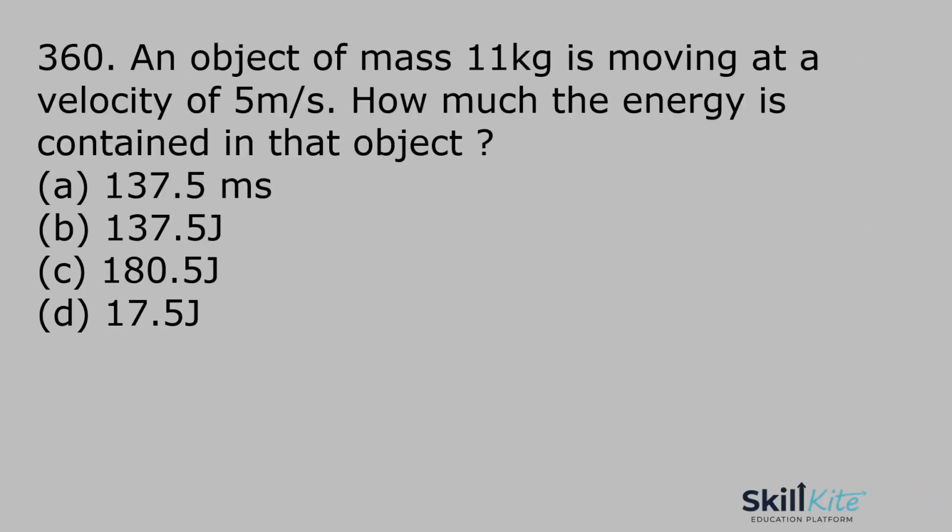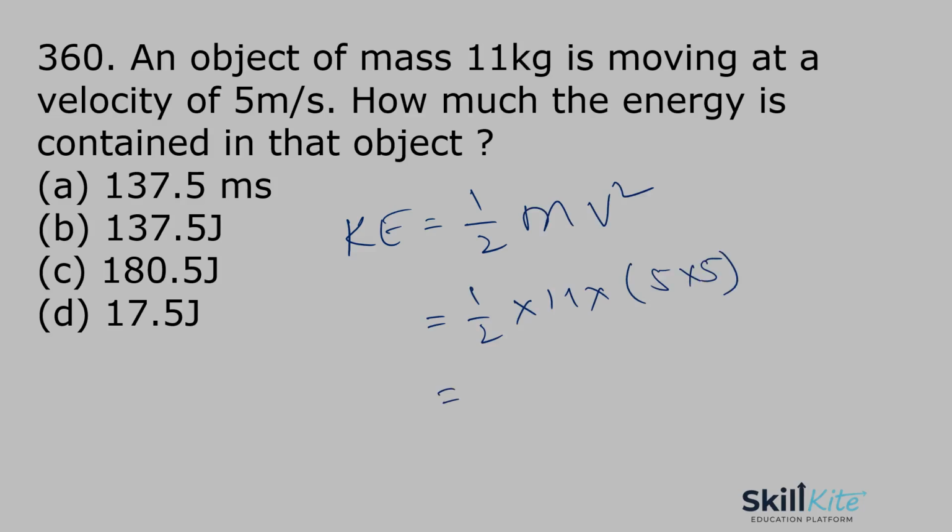An object of mass 11 kg is moving at a velocity of 5 meters per second. How much energy is contained in that object? Here he is asking about the kinetic energy. So kinetic energy equals half mv square. Half into 11 into v square, 5 into 5. So v square means 5 square. Here it is around 137.5 joules. Option B is the answer.